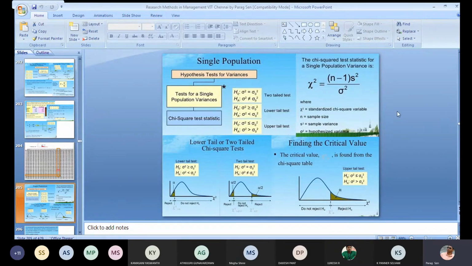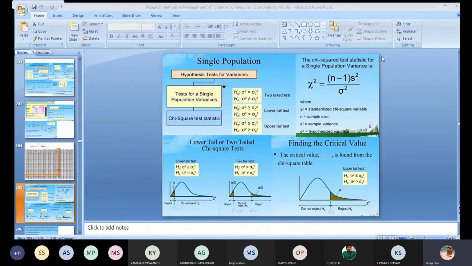Now we will discuss the chi-square test. The chi-square test compares a particular population variance with the sample variance. That means whatever you are getting from sampling, that variance you compare with the given or standard variance, which was prescribed, or which was suggested at the design level.